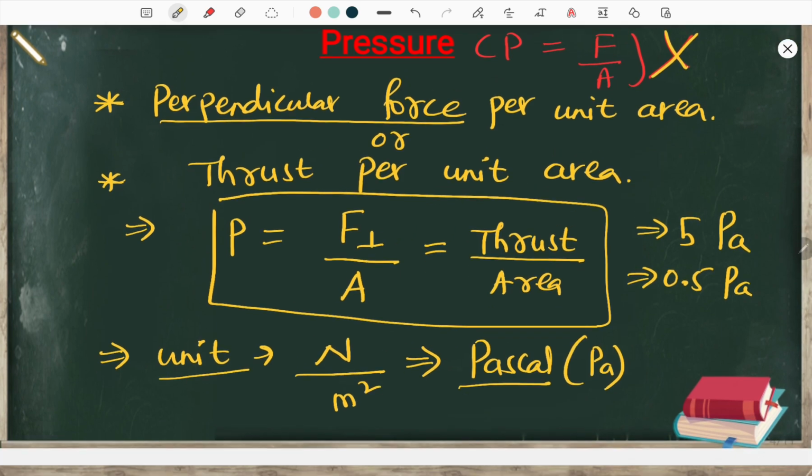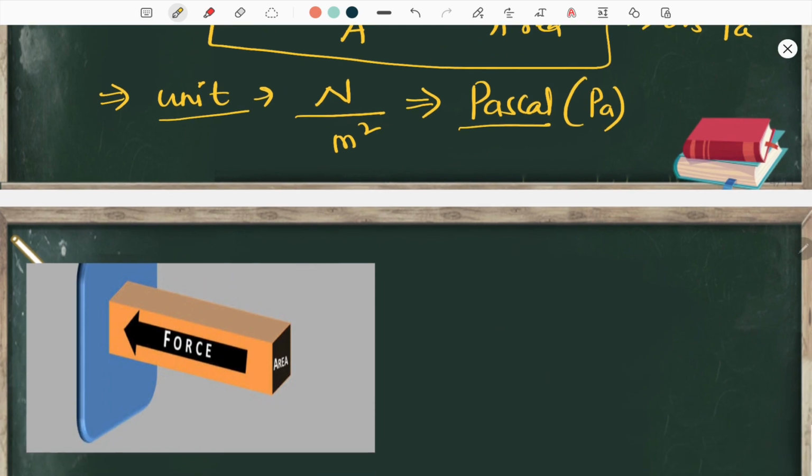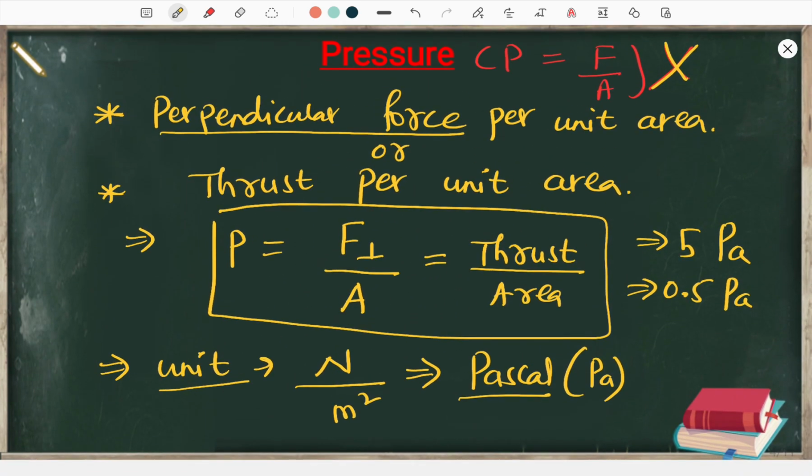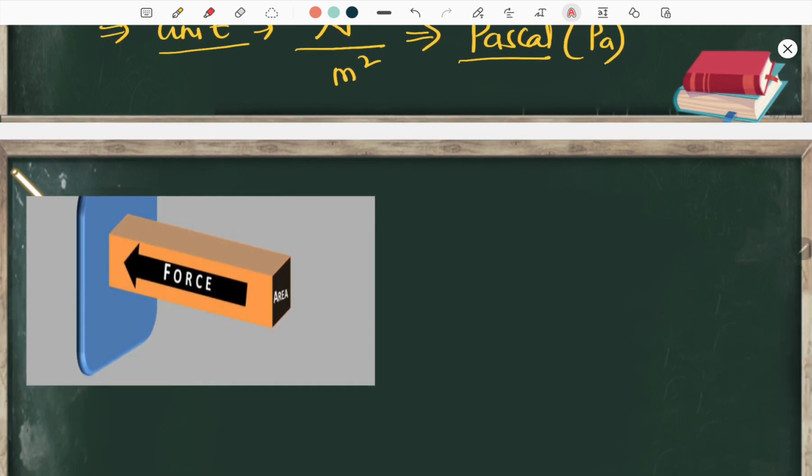Alright, the concept of pressure is also quite clear. Let us see some of the examples. Why is pressure quite important for us to study Archimedes principle, fluid pressure and all in the coming classes? That's why let us see some of the examples.